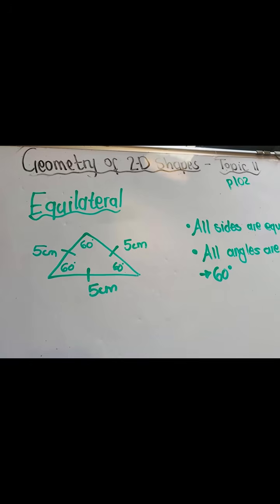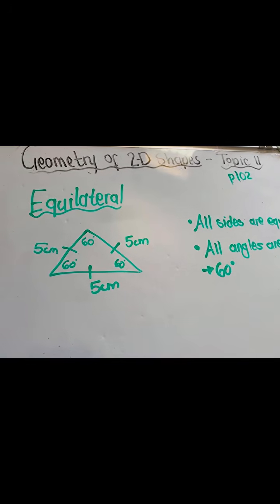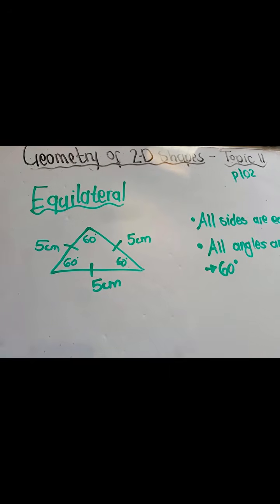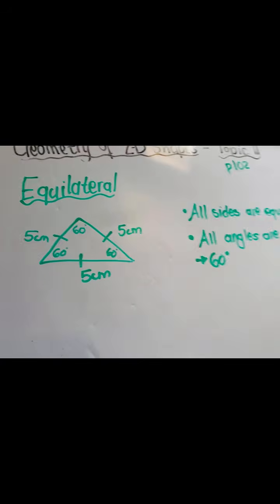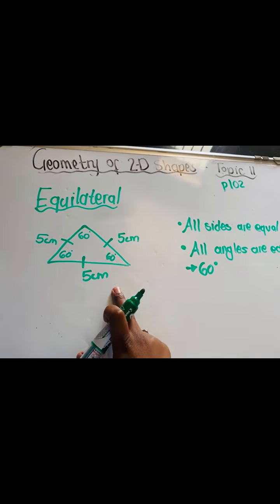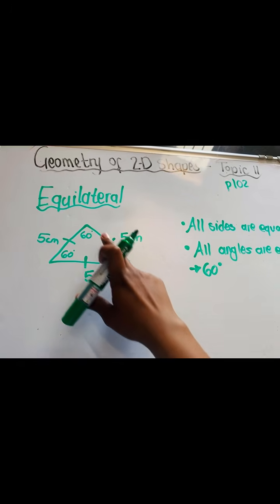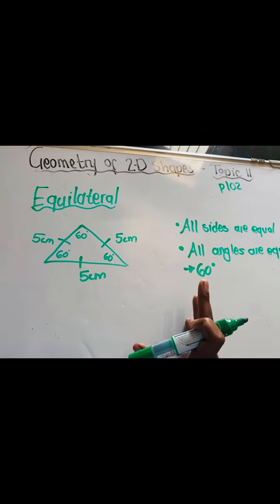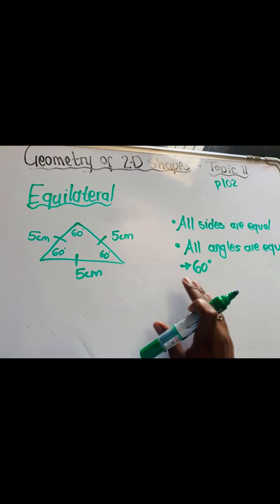And the next part is I'm going to explain why I chose 60. Okay, I did not choose 60, but it is 60, and I will show you what that means. So an equilateral triangle has all sides that are the same, and all angles of this triangle are the same, and they are equal to 60 degrees.